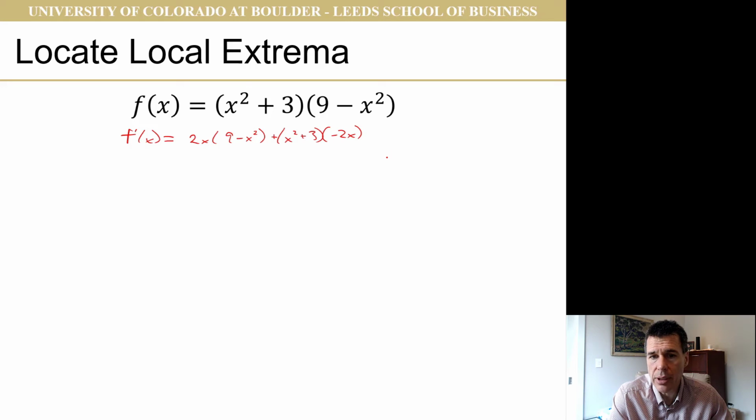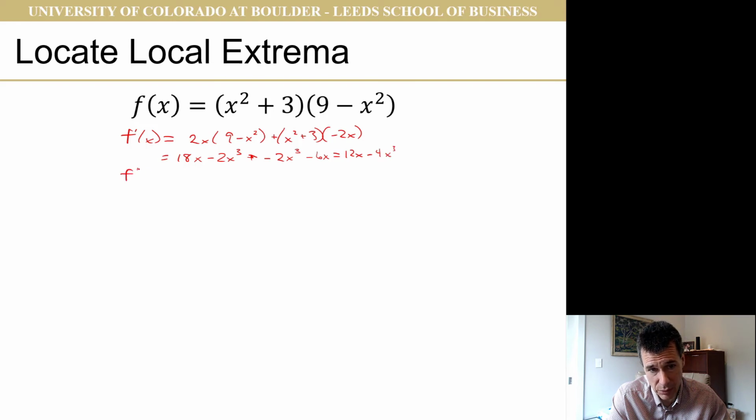I could take the derivatives here. I've got a couple of product rules, so it would work, but I think I'll multiply it out. I think multiplying this out is going to make life easier. So this is 18x minus 2x cubed plus, minus 2x cubed minus 6x, which is equal to 12x minus 4x cubed.